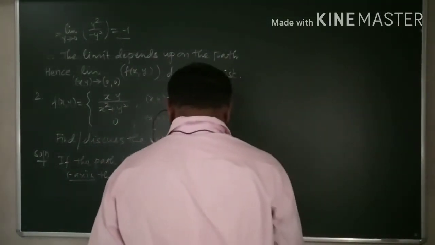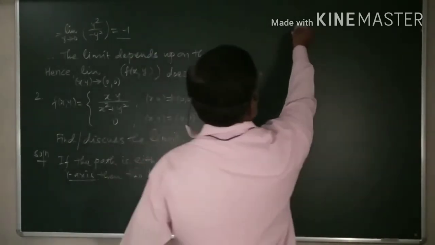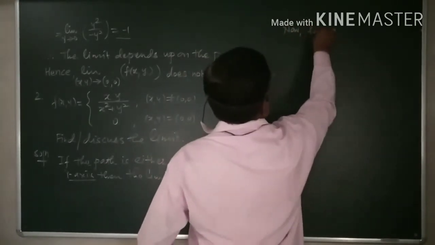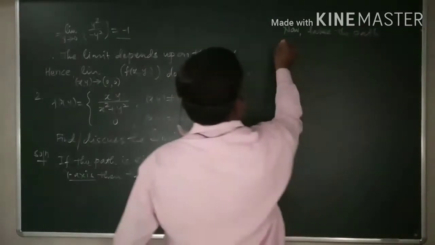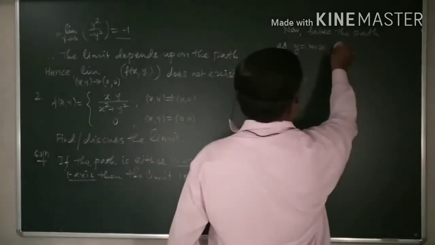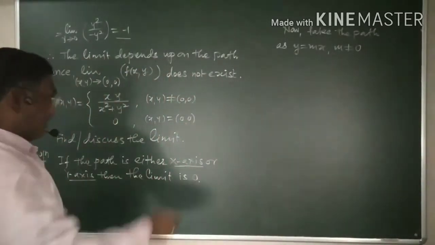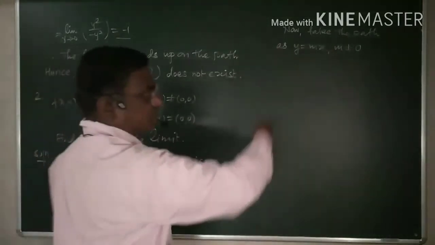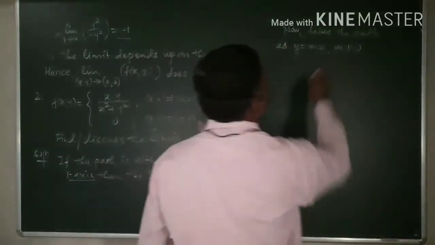Now here in this case, let us take the path y is equal to mx, and here m should not be 0. Otherwise, what will happen? If m is 0, then y is equal to 0, which is already considered as the x-axis. Therefore, m should not be 0.